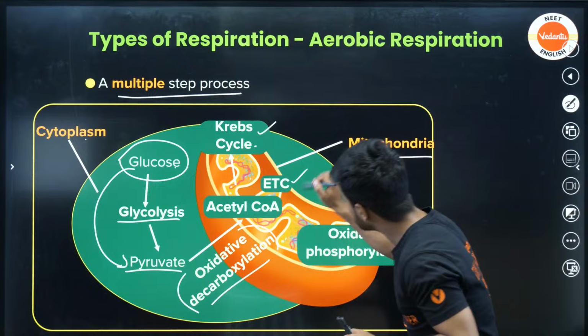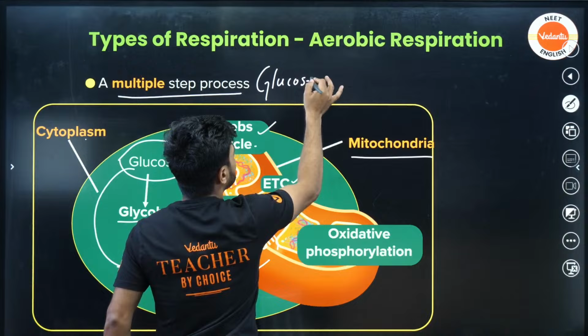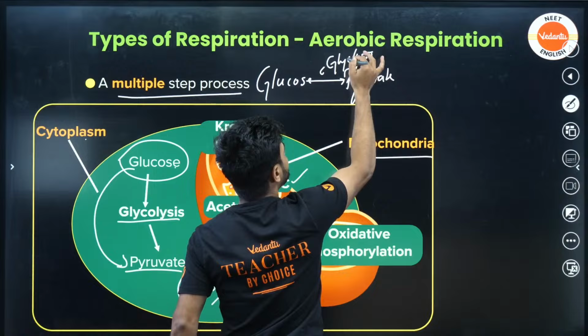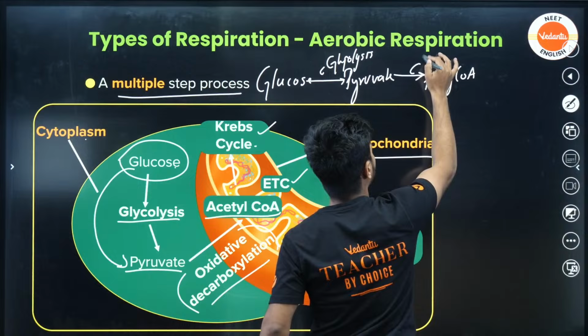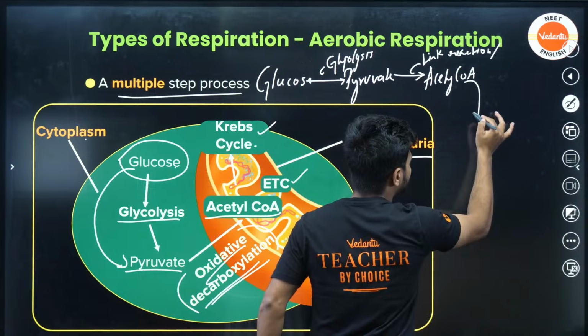So students, remember the entire sequence of the chapter. Glucose is converted to pyruvate, and this is called glycolysis. Pyruvate is then converted to acetyl CoA. This is called the link reaction, also called oxidative decarboxylation. Then the acetyl CoA enters the Krebs cycle.